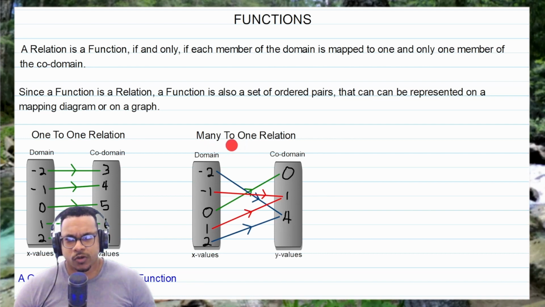Now let's check this many-to-one relation against our definition for a function. Every member of the domain is mapped, and each member of the domain is mapped to one and only one member of the codomain. So let's see. -2 is mapped to 4 and 4 alone. +2 is mapped to 4 and 4 alone, because each member of the domain must be mapped to one and only one member of the codomain. So -1 is mapped to one member of the codomain, +1 is mapped to one member of the codomain, and 0 is mapped to one member of the codomain. Therefore, this many-to-one relation is a function.